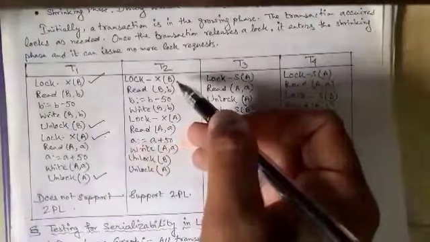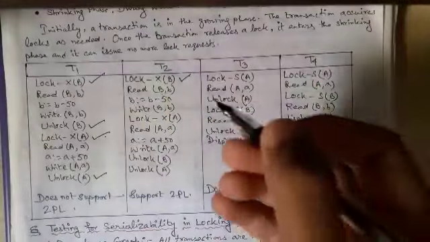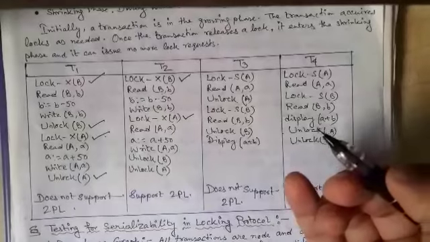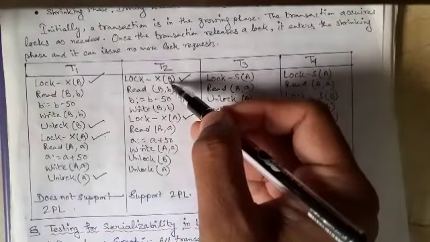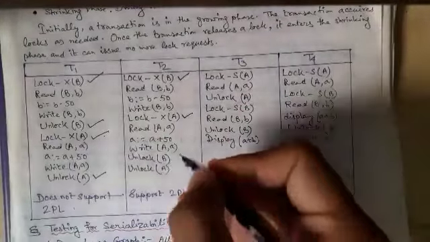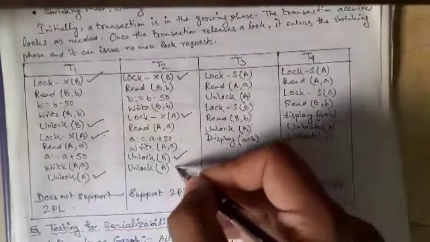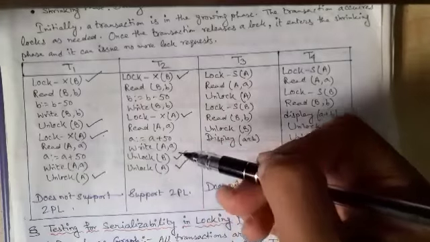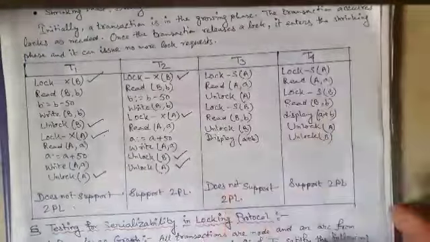Now for T2, here is an exclusive lock, that is the growing phase starting, again an exclusive lock, that is also the growing phase. The first is for item B, and the second is for item A. Now this is the shrinking phase, that is unlock B and unlock A. So at first there is the growing phase, then the shrinking phase. So this supports the two-phase locking protocol.